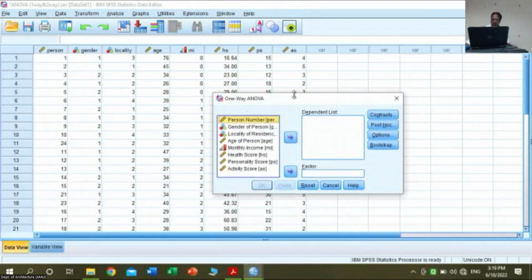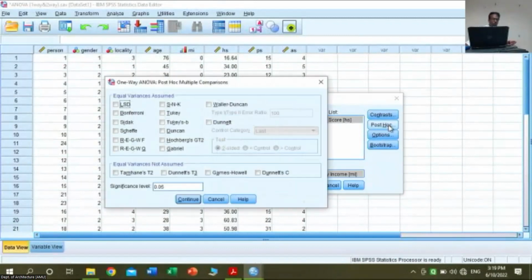Okay. And the dependent list is where you want to compare means of the 4 income groups. So the dependent list is health score. And what is the factor? Factor is the monthly income. Move the monthly income here. Okay. Now there are some options. You just click on Post Hoc.